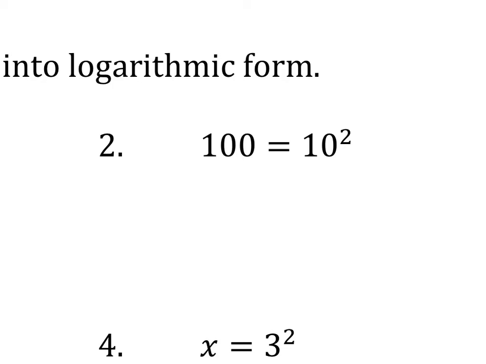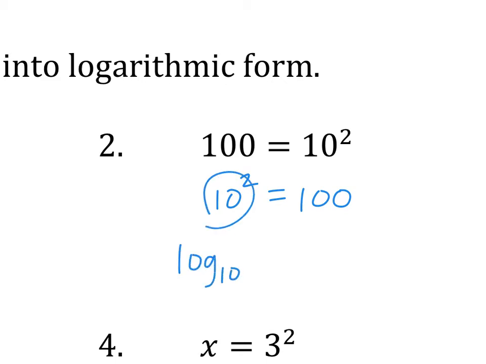Now we're going to look at another example. This one's a little different. What's different from this one and the first one? It's flipped. So then you want to flip it back in order to write this into the log form using the loop rule. So what is the base in this case? 10. Good. So log base 10. Loop around, 100. Loop back, 2.